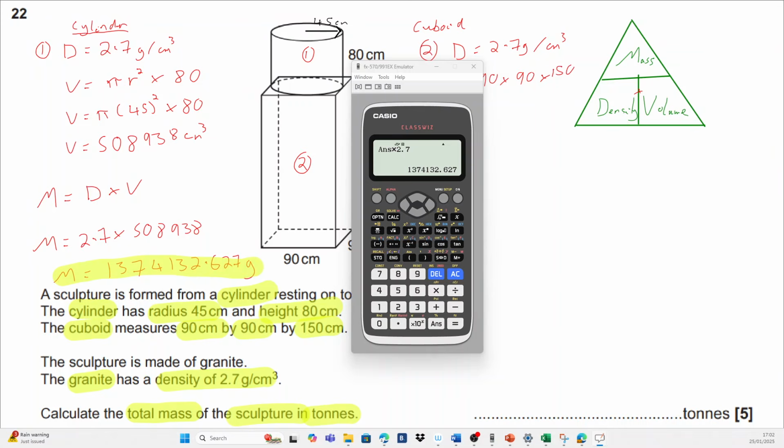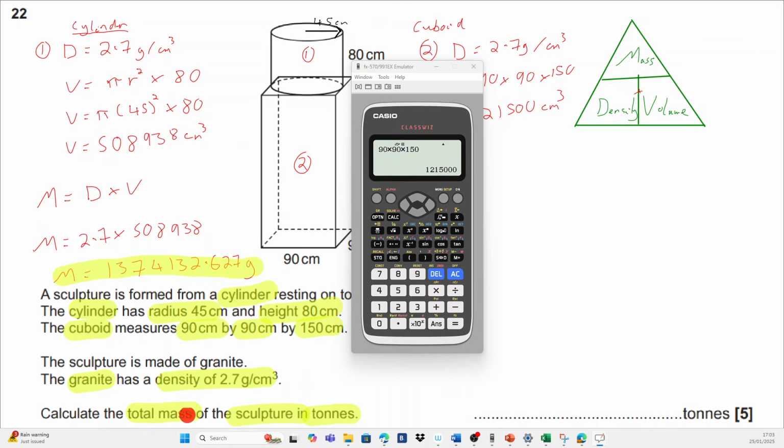So the volume must be equal to, whack it into your calculator, 90 times 90 times 150, and we get another pretty enormous number, 121,500. Okay, and because you're doing centimeters times by centimeters times by centimeters, it's going to be cm cubed.